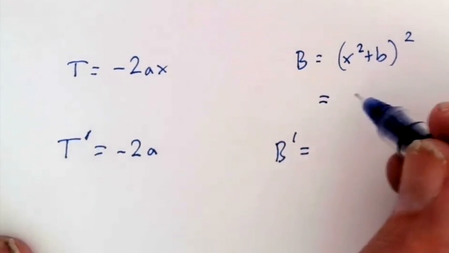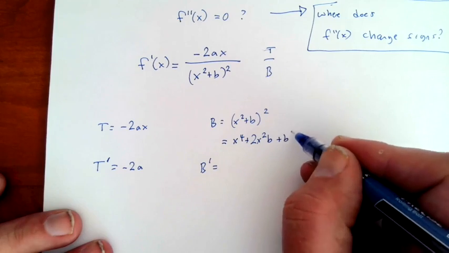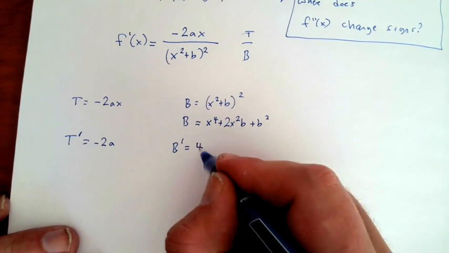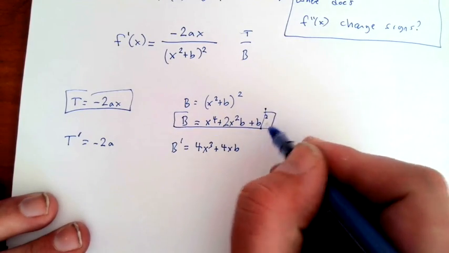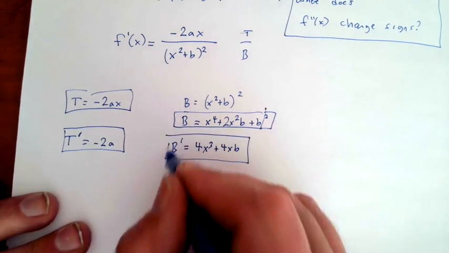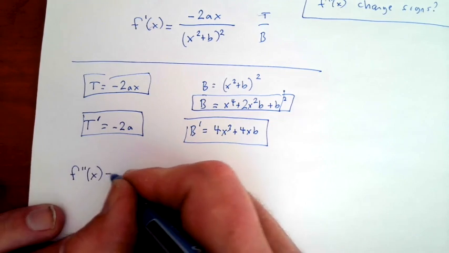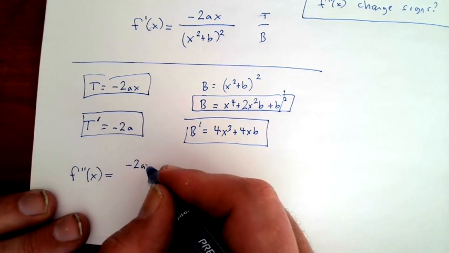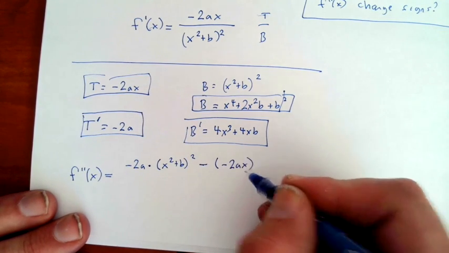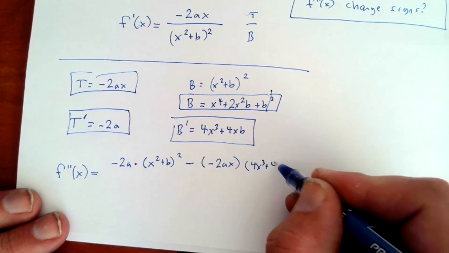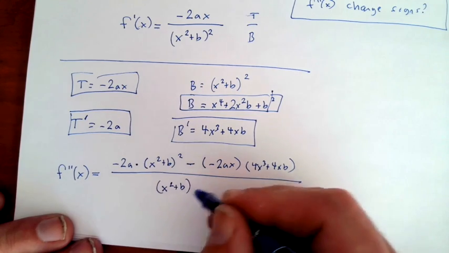So I'm going to have to expand this out as x to the fourth plus 2x squared b plus b squared before I can take the derivative. And then I get b prime is 4x cubed plus 4xb. So I have all the pieces that I would need to plug into my quotient rule pattern. And I'm taking the derivative of f prime to get f double prime of x. Then I will get negative 2a times x squared plus b quantity squared minus negative 2ax times 4x cubed plus 4xb. All of that will be divided by x squared plus b squared.